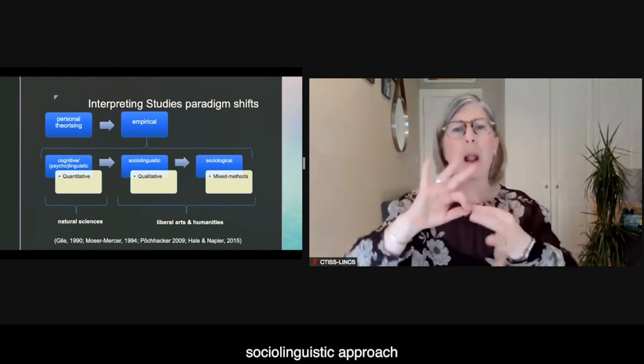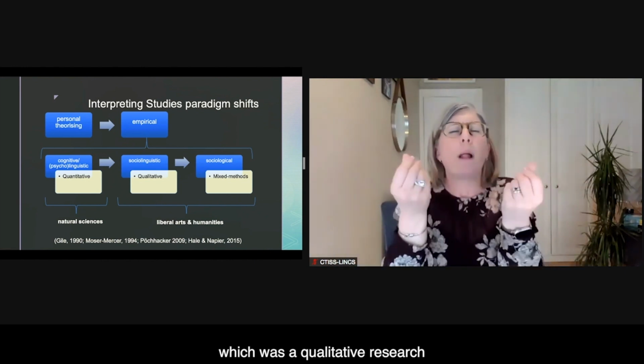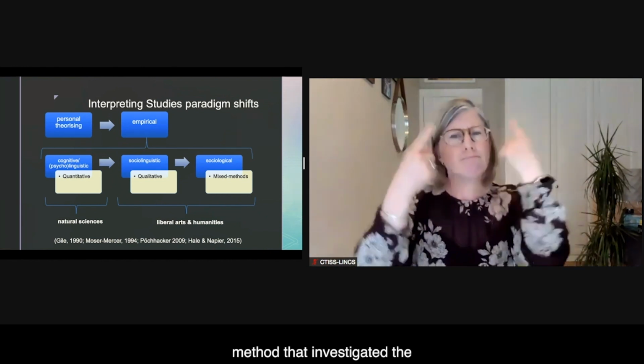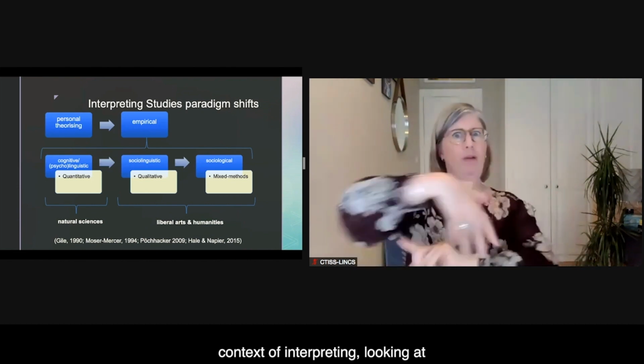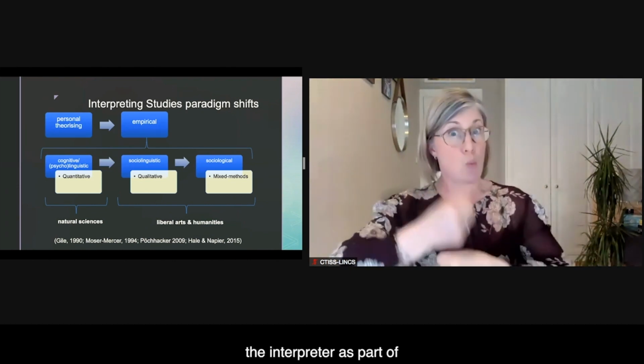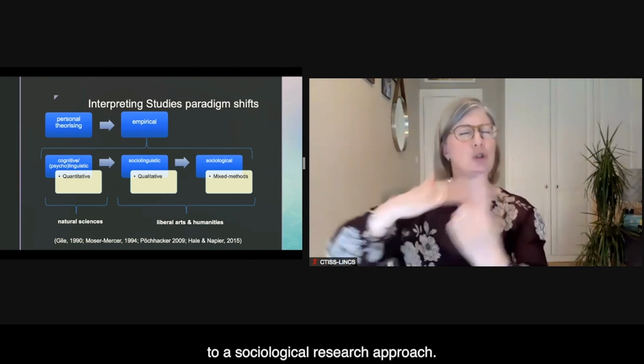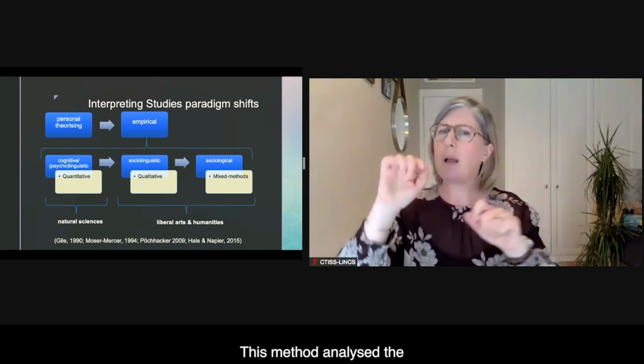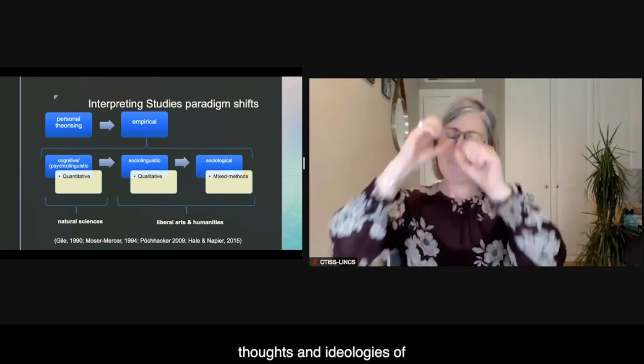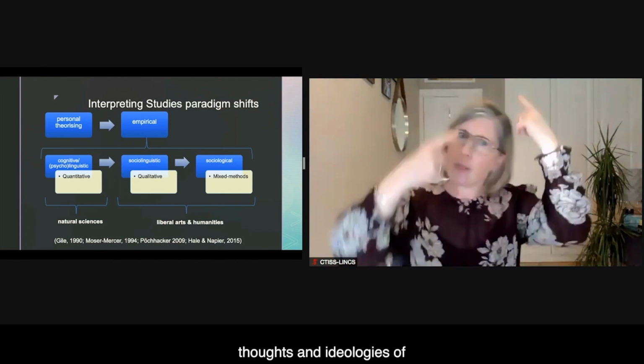Then we moved to a sociolinguistic approach, which was a qualitative research method that investigated the context of interpreting, looking at the interpreter as part of a social exchange. Following this, we saw a transition to a sociological research approach. This method analyzed the thoughts and ideologies of interlocutors as they pertain to interpreting.